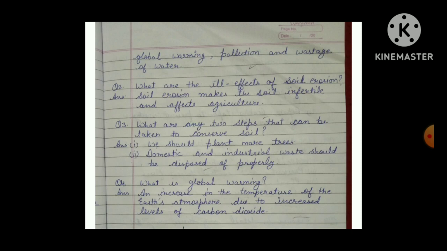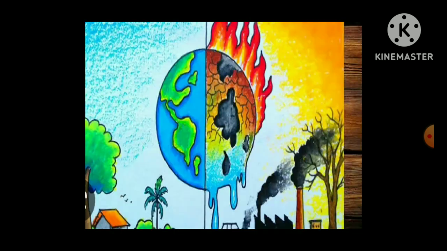Now next is, what is global warming? So students, here you can see the picture of global warming. On the right hand side you can see there is lots of pollution, forest fire is there. Due to that the level of carbon dioxide is increased in the atmosphere. So that is why global warming is there. So we can say an increase in the temperature of the Earth's atmosphere due to the increased level of carbon dioxide is called global warming.